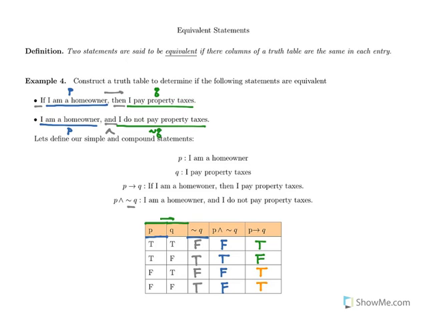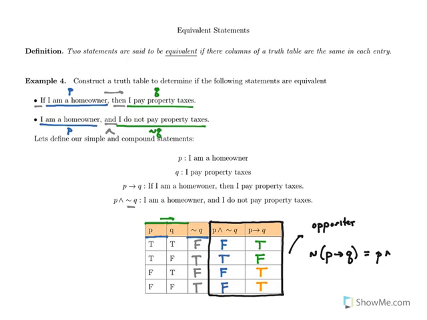So our question was, look at the last two columns of our truth table and determine if those are the same, if those are equivalent. And in fact, they are definitely not equivalent. In fact, they are opposites. So maybe surprisingly, we actually get a different result here. If we negate P implies Q, that's actually the same as P and not Q.